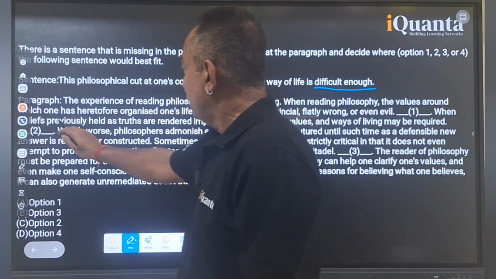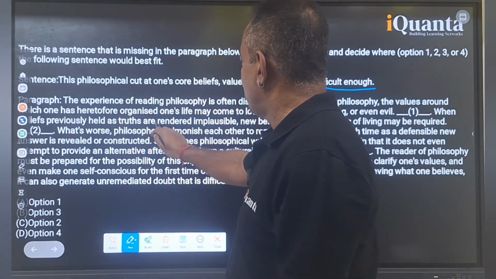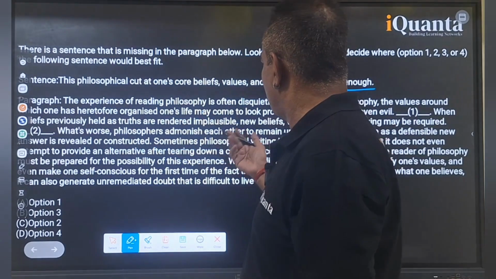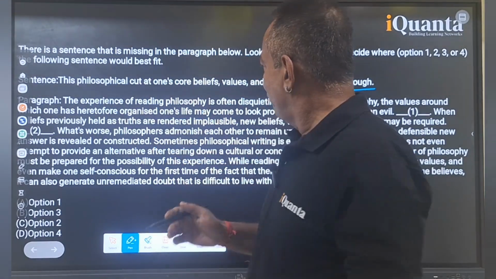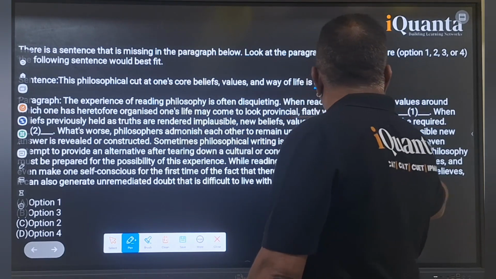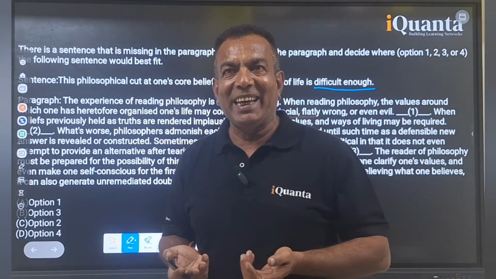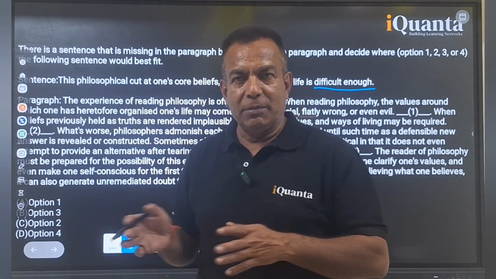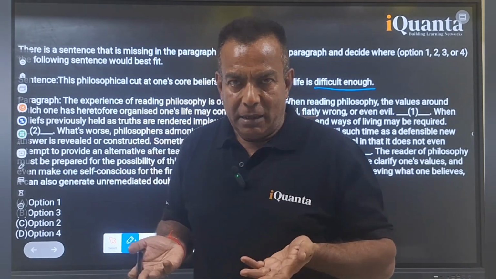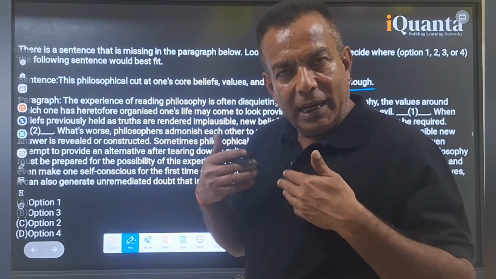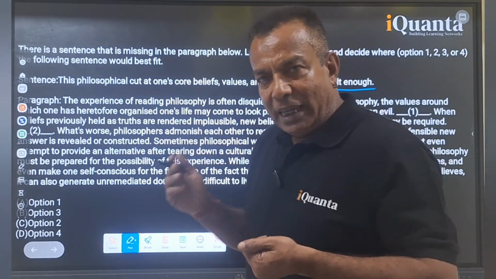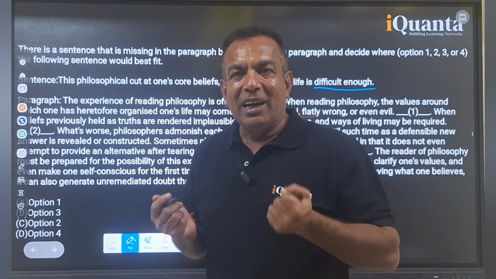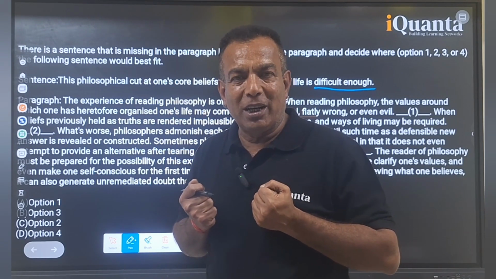When beliefs previously held as truths are rendered implausible, that means they are not effective anymore. They are not good enough. The new beliefs, values, and ways of living may be required. So if whatever you're thinking or what your beliefs are or your values are, a way of life, if that's rendered useless, मतलब वो बेकार है, तो obviously you'll need नया belief, नया values, and नया way of life. So that's what it's saying. So it's basically changing the thought process. It's changing your personalities, changing whatever you held close to your heart that was dear to you.